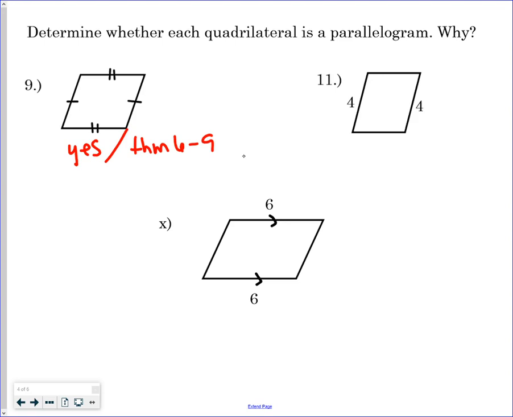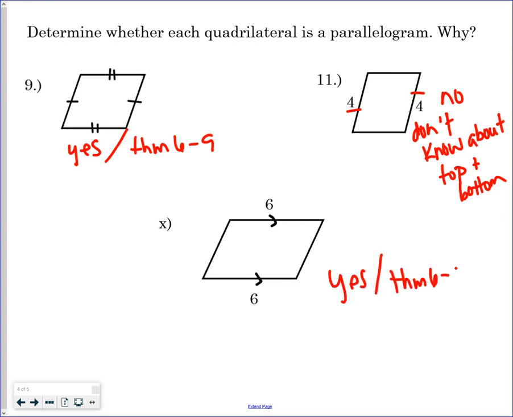Okay. Number 11, I suppose, would be next. Yes or no? No. Right? All I know is that these two are congruent. That's it. I don't technically know anything else, right? So I'm going to say no, and then I said we don't know about the top and the bottom. That's probably enough. Don't know about top and bottom. You could have said that differently, but that makes sense to me. Is that okay? What about letter X? Yes or no? Yes. Which theorem?